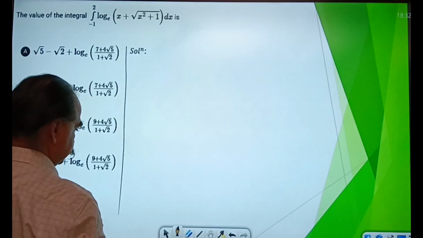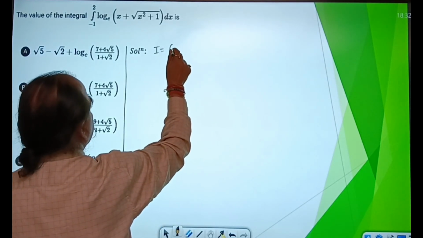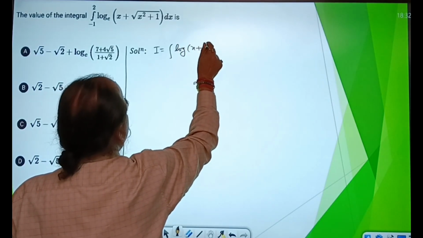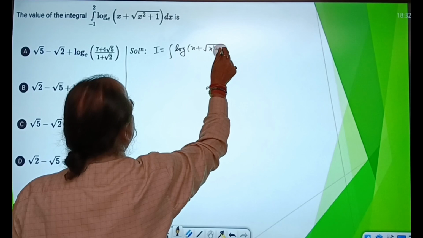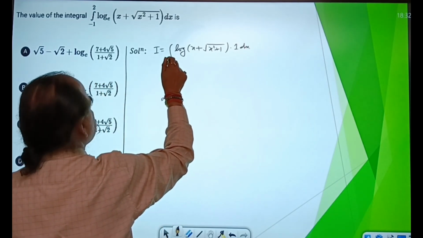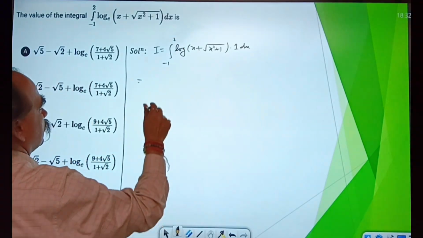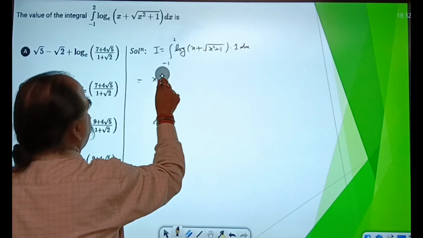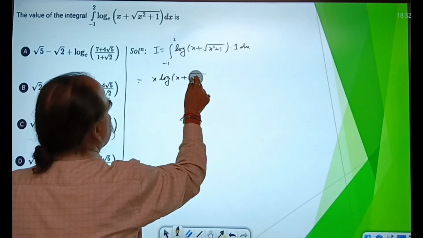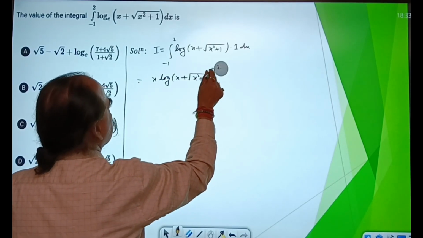So this I is what? Integral log x plus root x square plus 1 into 1 dx. Unity will take as second function, minus 1 to 2. So log of, integral 1 is what? X log x plus root x square plus 1 between minus 1 and 2.